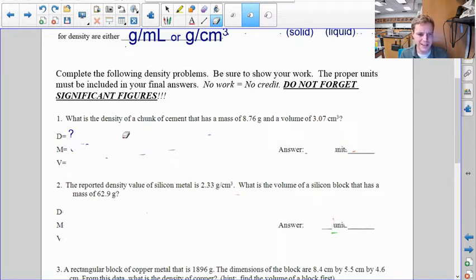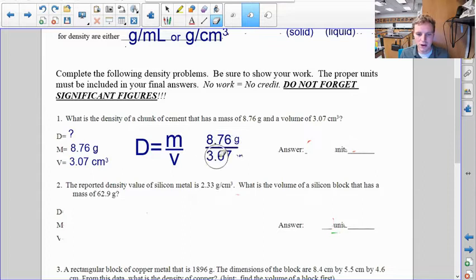Okay, so first problem. What is the density of a chunk of cement that has a mass of 8.76 grams and a volume of 3.07 centimeters cubed? The 3 variables we have are density, mass, and volume. Looks like density is what the problem is asking us for. So we have mass, 8.76 grams, and volume, 3.07 centimeters cubed. If I plug that into my density equation, density equals mass over volume, that's going to look like 8.76 over 3.07 centimeters cubed.